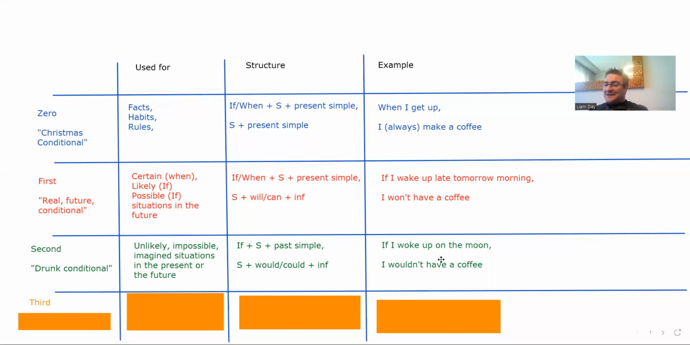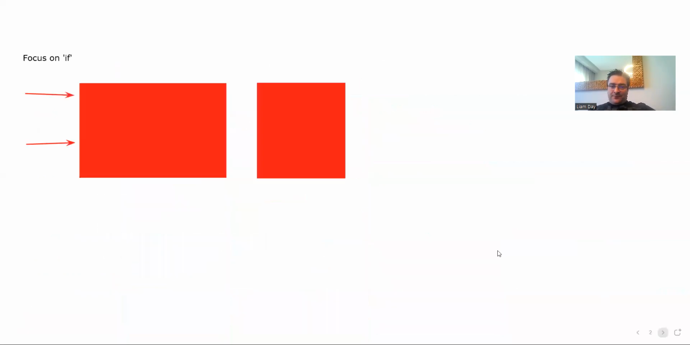Okay, it's not going to happen. I am imagining this. Now, to show you the difference between first and second, I'm also going to do another example. When choosing which one to use, you have to focus on the if part of the sentence.